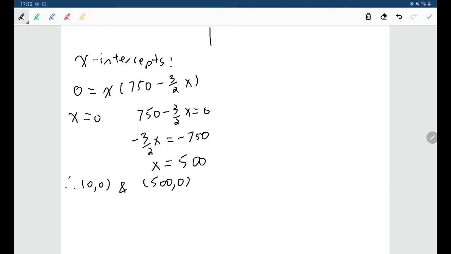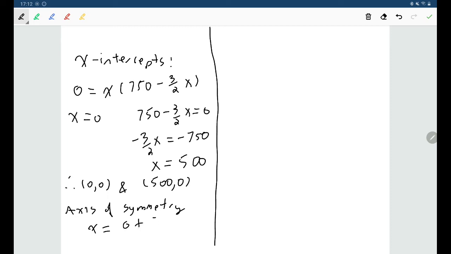And so you know then that the axis of symmetry should be right in the middle between the x value of 0 and the x value of 500. So our axis of symmetry is the line x equals 250. And wherever the axis of symmetry is, that's the x-coordinate for the vertex. So you can say that the vertex is at x equals 250.